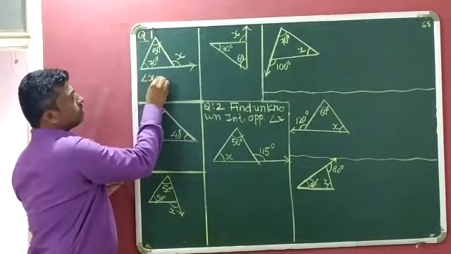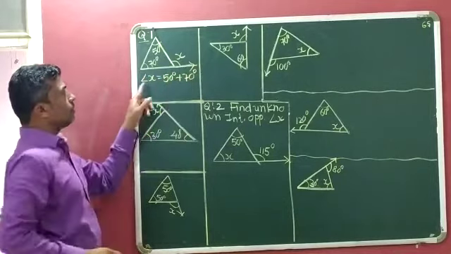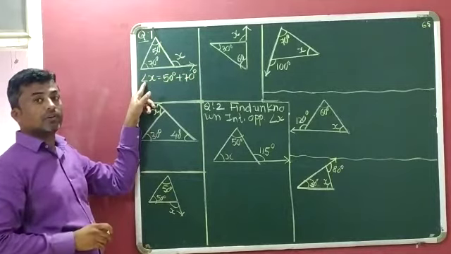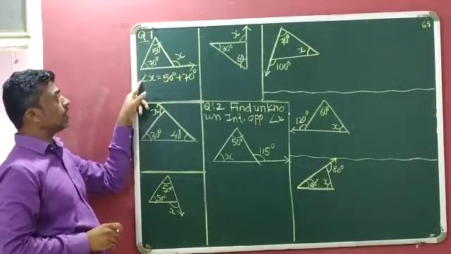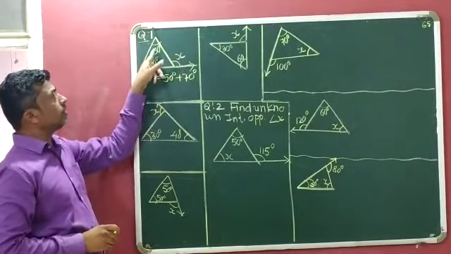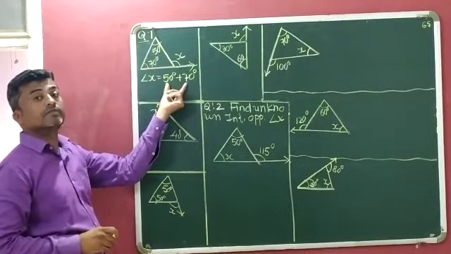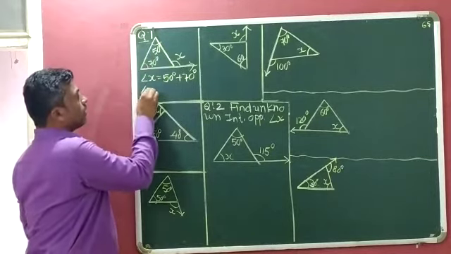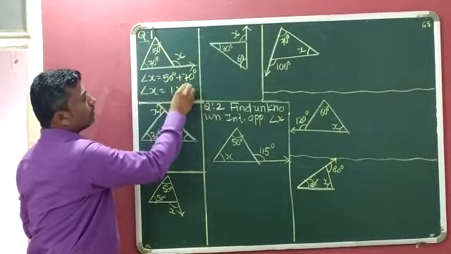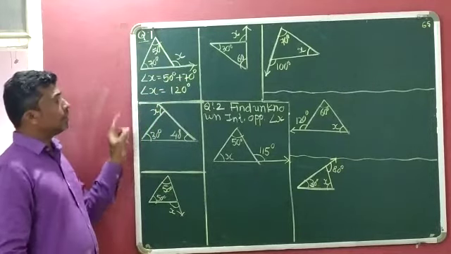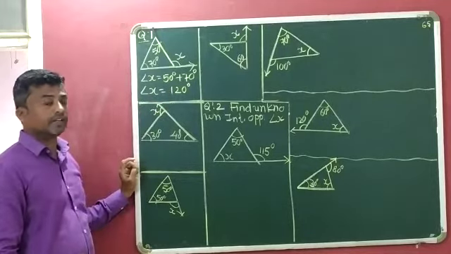So angle x is equal to 50 degree plus 70 degree, because an exterior angle is equal to the sum of its interior opposite angles. So exterior angle x is equal to the sum of the interior opposite angles, which are 50 degree and 70 degree. So their sum we have to do. So angle x is equal to 50 plus 70 is equal to 120 degree. So final answer, angle x is equal to 120 degree.